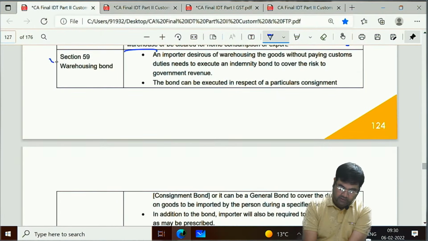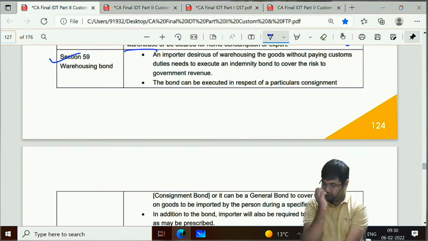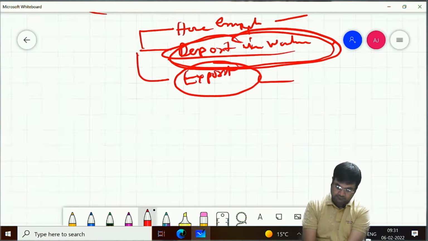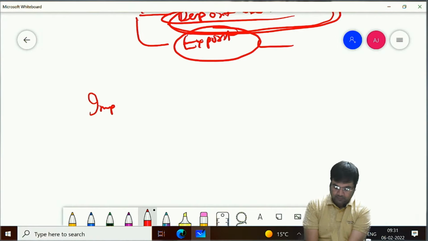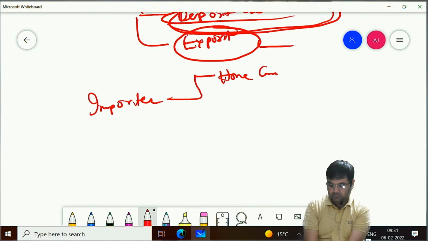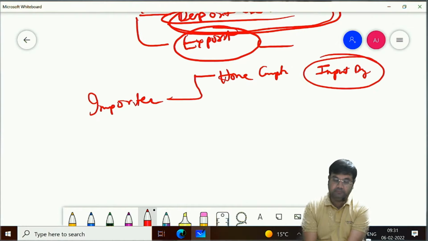Section 59, warehousing bond. What is this, sir? Warehousing bond. What I said to you initially, that government is going to protect its revenue. How are they going to protect it? Because on warehoused goods no duties have been paid. If the importer is directly going for home consumption, government got the import duty. No issue. Customs duty has been paid. No issue at all. Government got the duty.